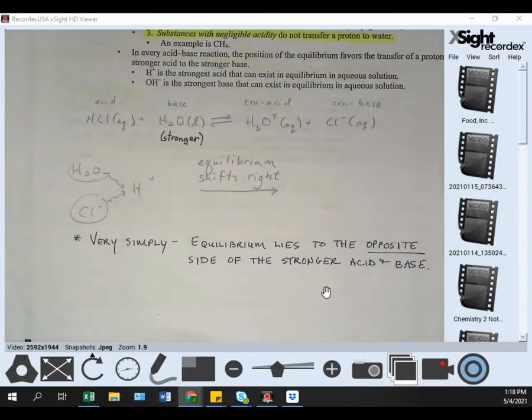Let me start by just saying, do you guys know what equilibrium is in general? Yeah, kind of, like a balance or a baseline, or a certain kind of balance between two things or sides or whatever, right?